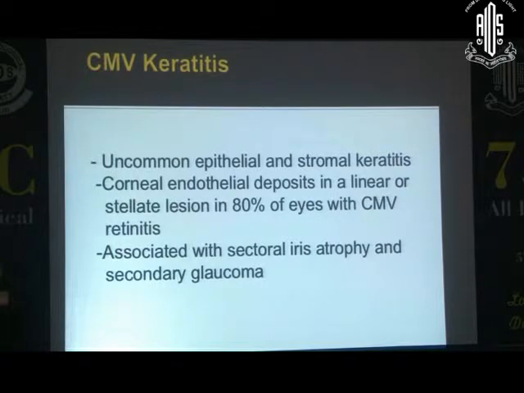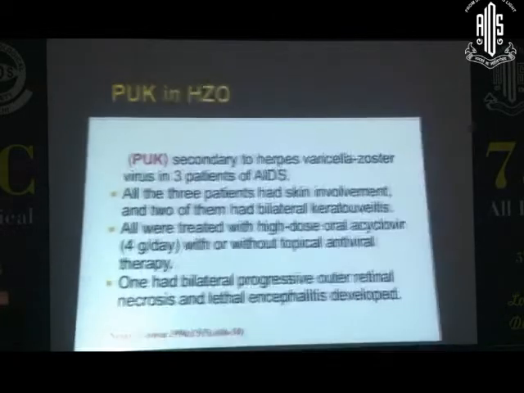CMV keratitis has been reported. It's an uncommon epithelial and stromal keratitis. There may be stromal and corneal endothelial deposits in a linear or stellate lesion in up to 80% of the eyes with CMV retinitis, and may be associated with sectoral iris atrophy or secondary glaucoma.